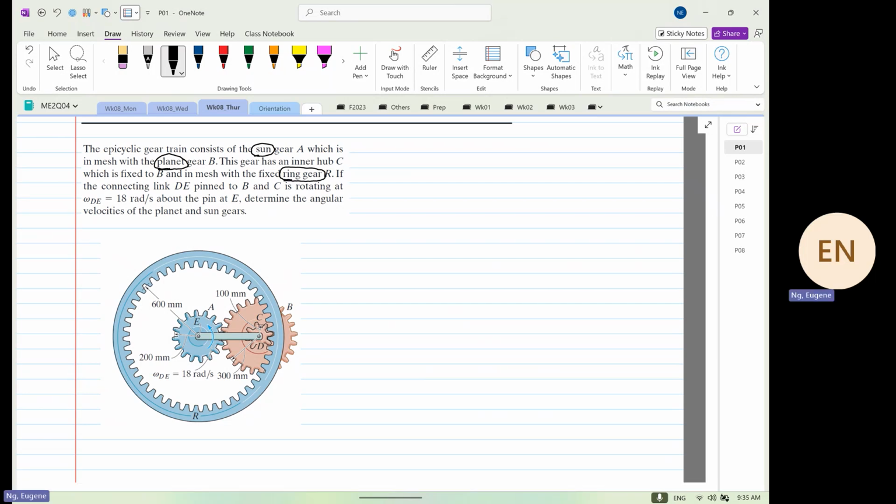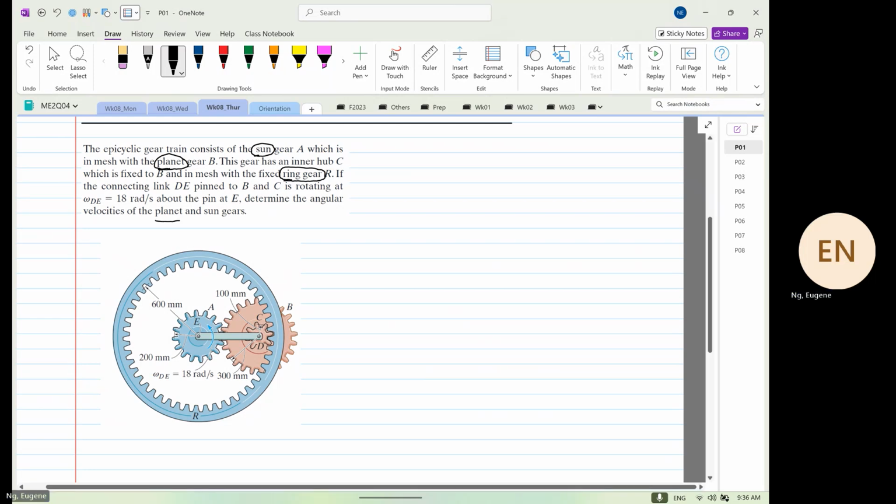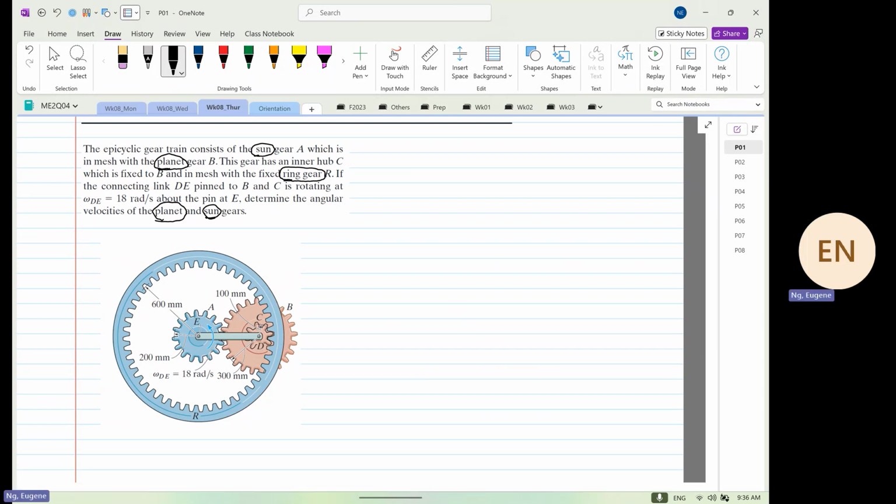Okay, if the connecting rod or the connecting link DE, pinned to B and C, is rotating at omega DE of 18 radians per second about the point at E, determine the angular velocity of the planet and sun gear. Okay, so a lot of terms down here.